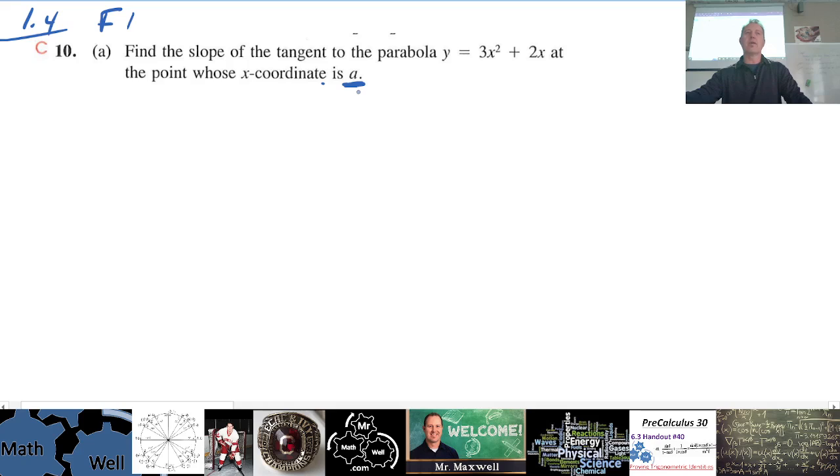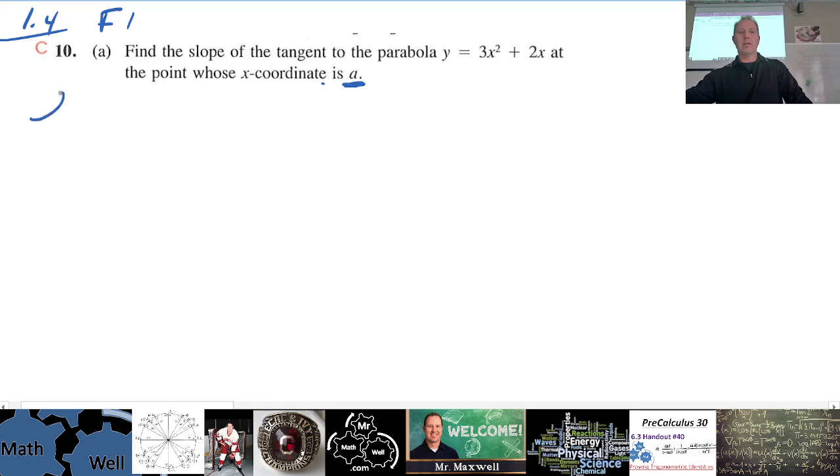Now, when they don't give you an actual number value, that means they're looking for an expression with a in it, so you can plug any a value in and quickly get the slope of the tangent. Okay, so it's like a formula. So there's no actual value for a, you have to leave a in there.